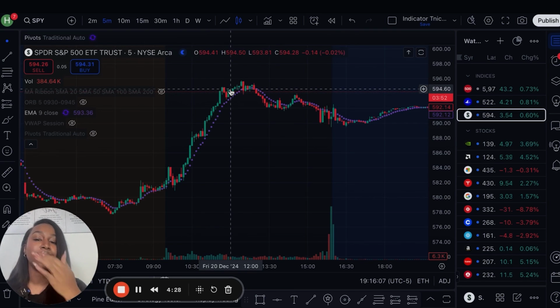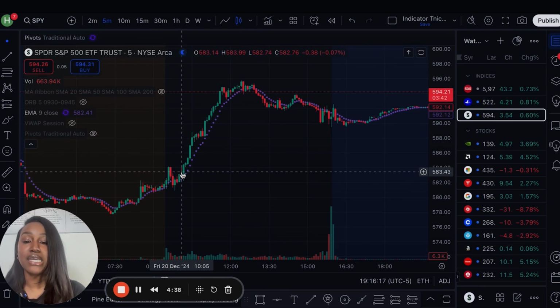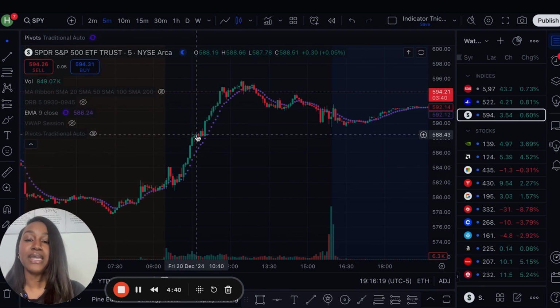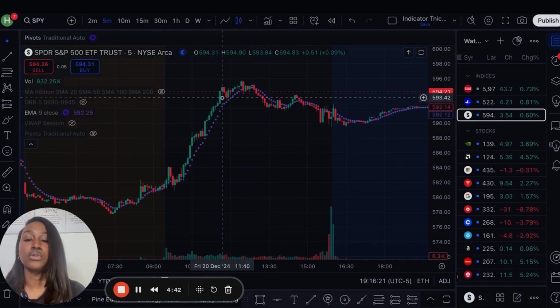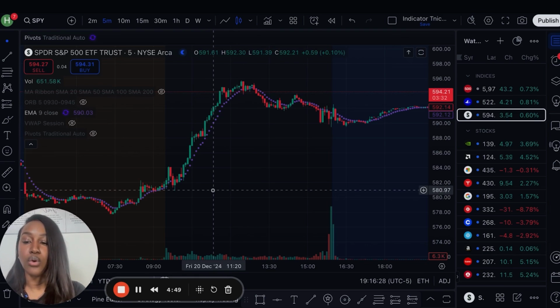And the only time that I would actually exit out of my call position is if price ever breaks and holds below the 9 EMA. But as you can see, this lovely trend happened and it stayed above the EMA the whole time. So it was a great trade to be in until later on in the day where it actually broke below and closed below the 9 EMA.